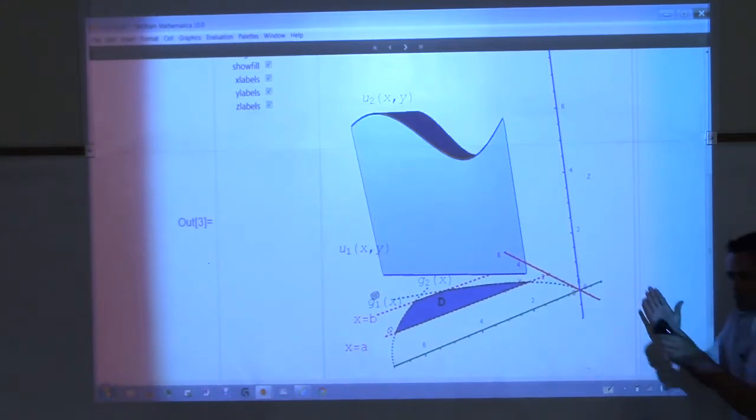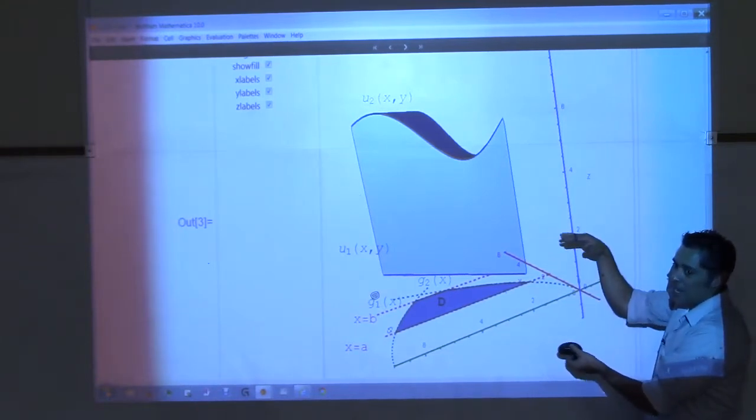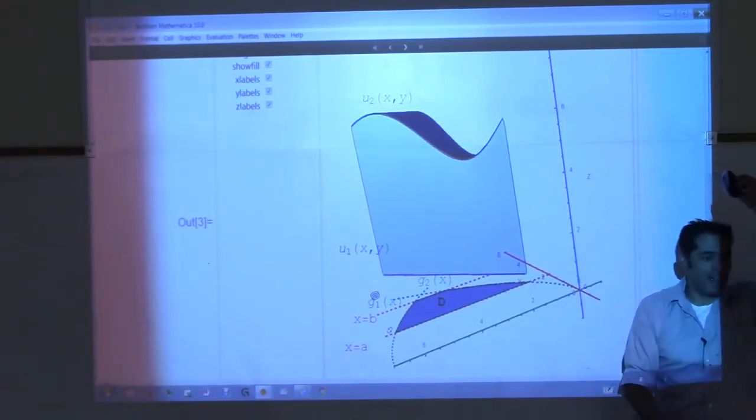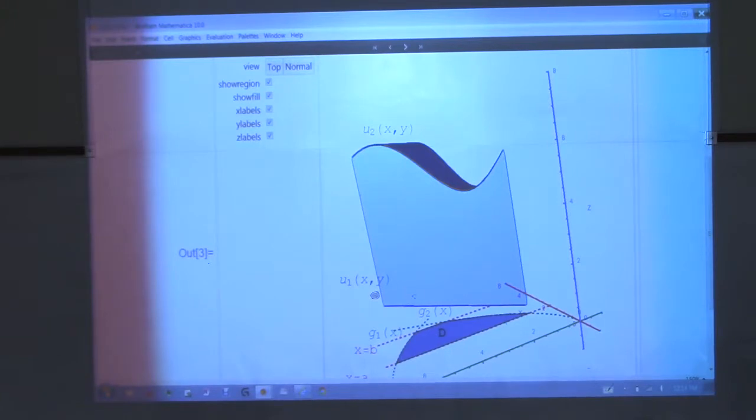So your x's are between two constants, your y's are between two functions of x, and your z's are between two functions of x and y. So I got a question. Instead of a triple integral, would we do the double integral of the domain first on the ground, and then do the integral of the u1 and u2, or would you do u2, u1 first? You have to do u1, u2 first. And then you do the double.